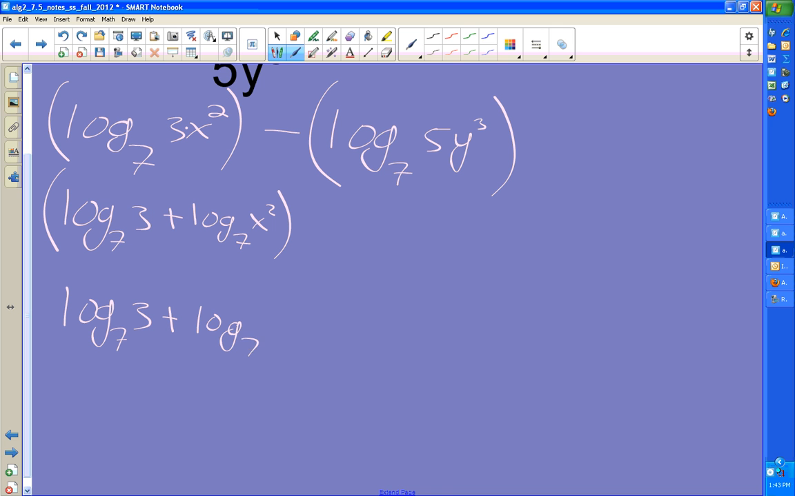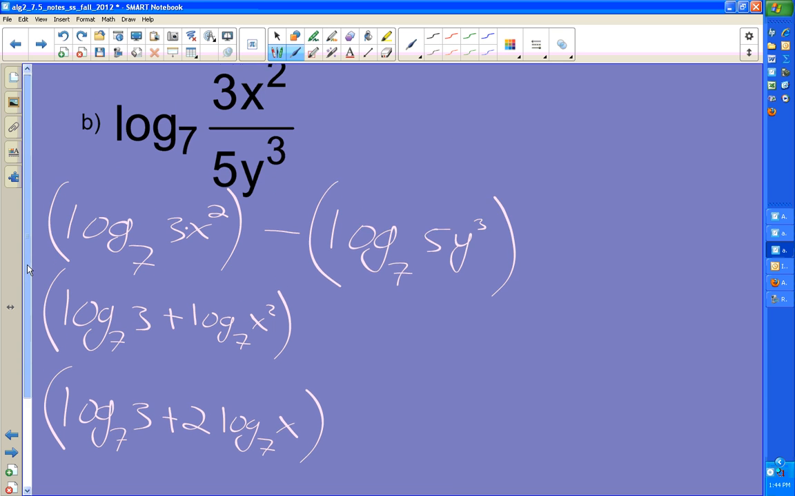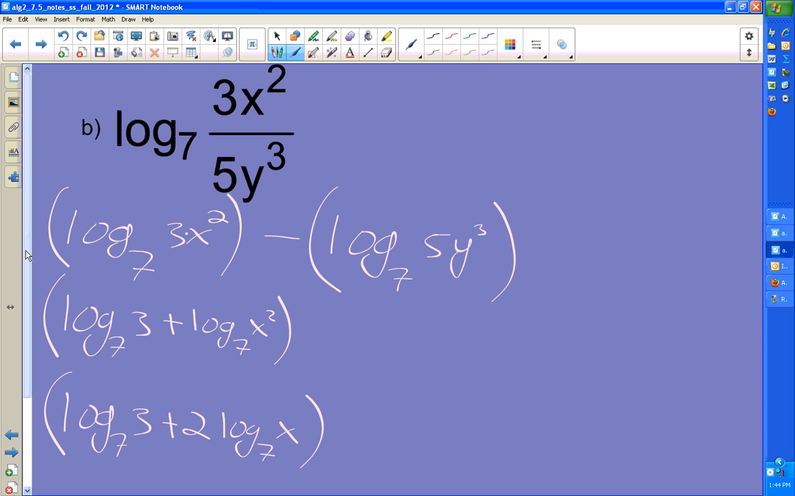Log base 7, whoops, I missed the 2. 2 log base 7 of x. That's the first part. That's the top. Log base 7 of 3x squared becomes log base 7 of 3 plus log base 7 of x squared. Powers go in the front. Here's the top.